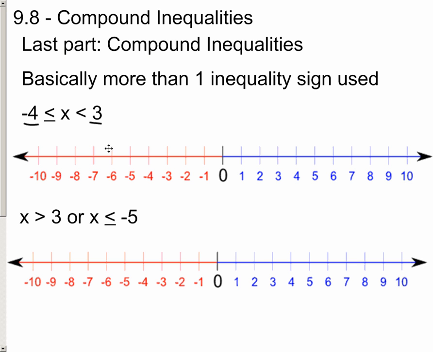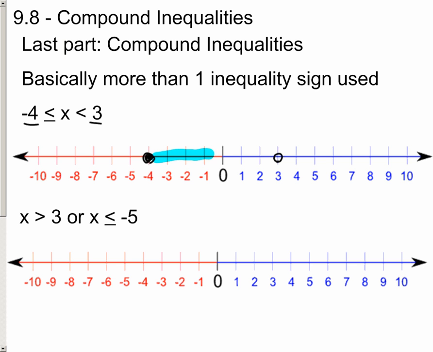Pay careful attention whether they should be open or closed. So this -4 is where I'm going to put my first dot. Because it's got an equal to sign, I'm going to close it. 3 is going to be my other one. It's going to be open. And that's fine. And now I just have to graph in between these two points, and I'm done.